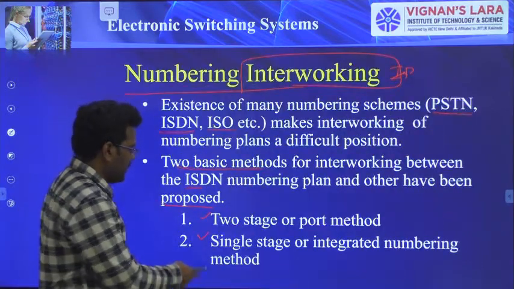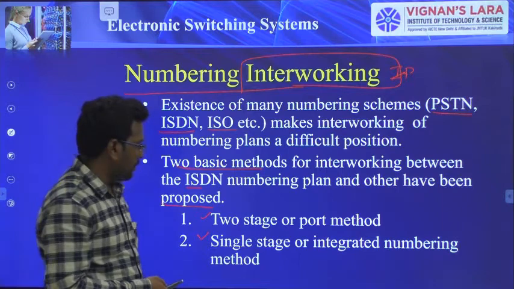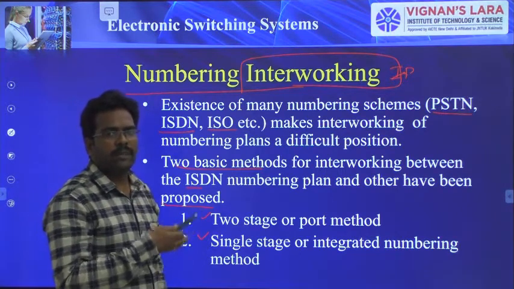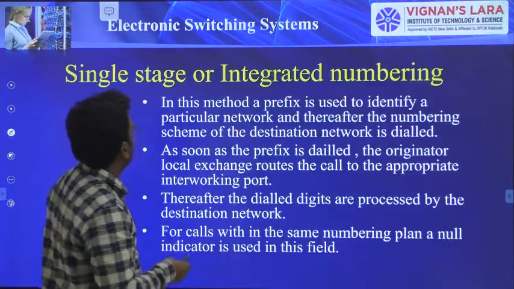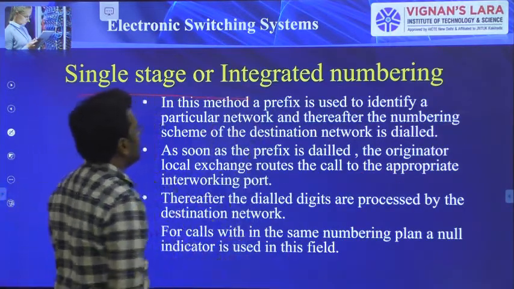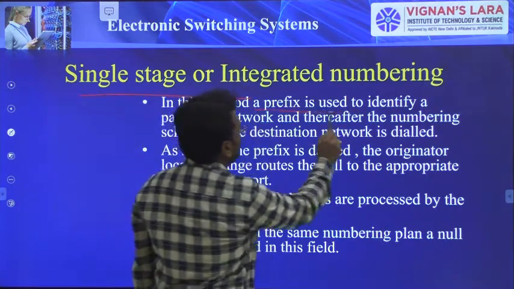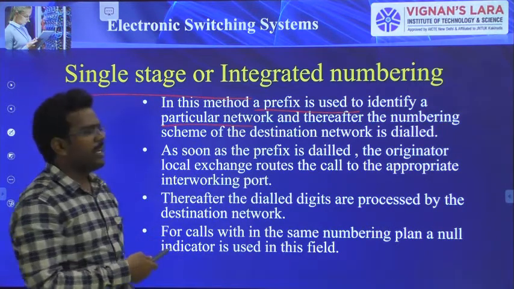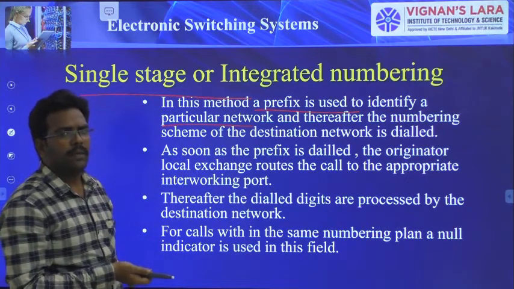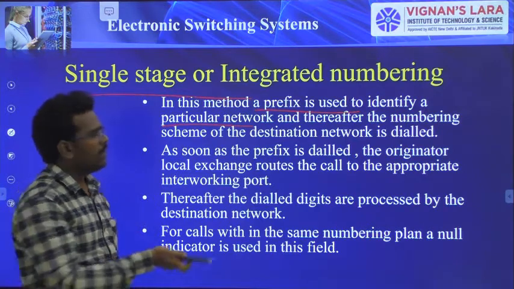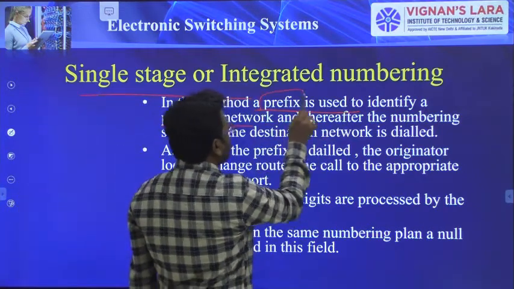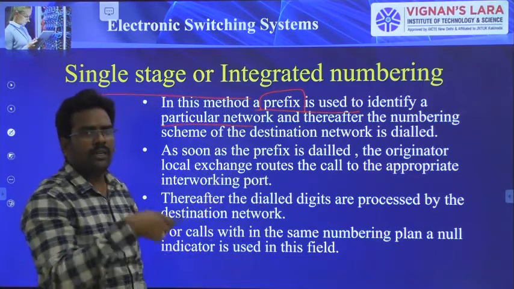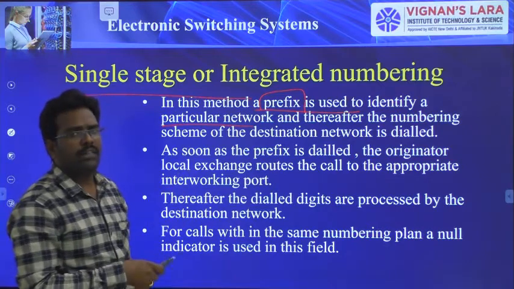What is the second method? A single stage or integrated numbering method. Here we use a prefix to identify the type of the network. In this method a prefix is used to identify a particular network, and thereafter the numbering scheme of the destination network is used. But in the previous case you have to dial two sets of numbers. Here I use a prefix to identify the type of network, and after that we use the numbering scheme of the destination network to complete the call.